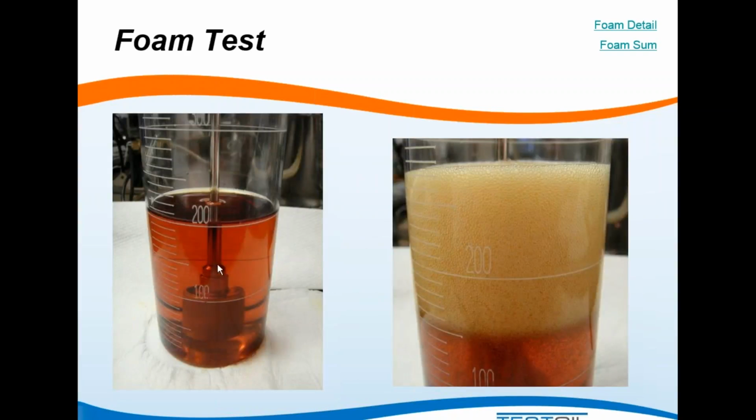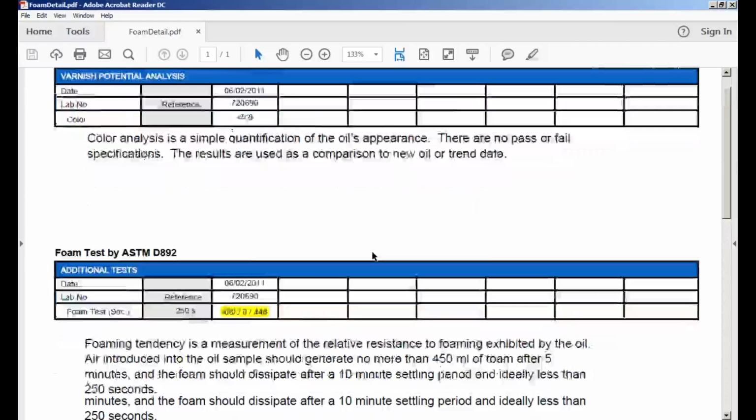All right, so this is what the apparatus looks like. Here's our 200 milliliter line, and here's our diffuser stone. And this is what it looks like. This one is building up a foam layer on the right side of your screen. And let's take a look at a detail and summary on a sample that's failing foam.